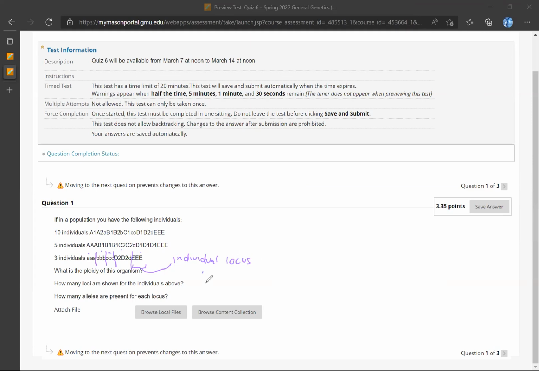And then for the last question, can anybody tell me how many alleles are present at each locus? Do you think it's 3 for all of them or some of them?